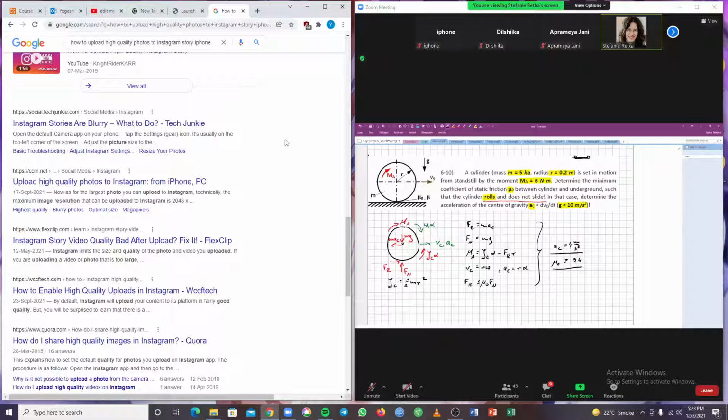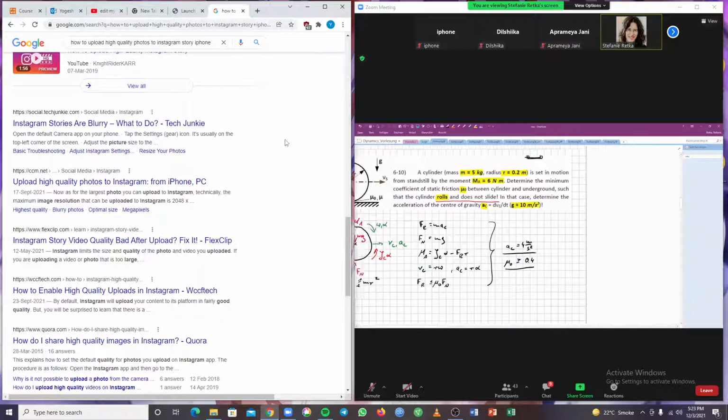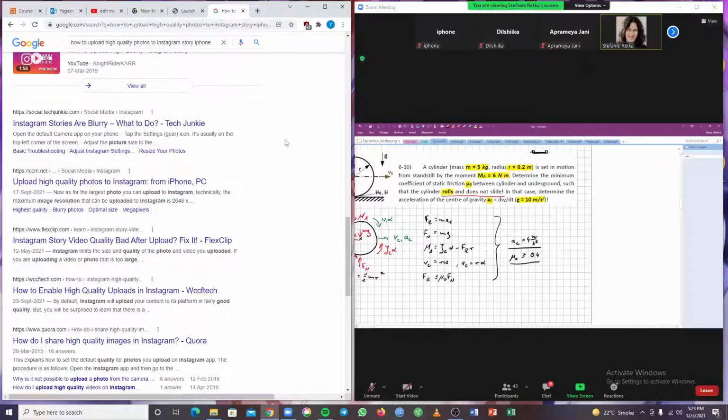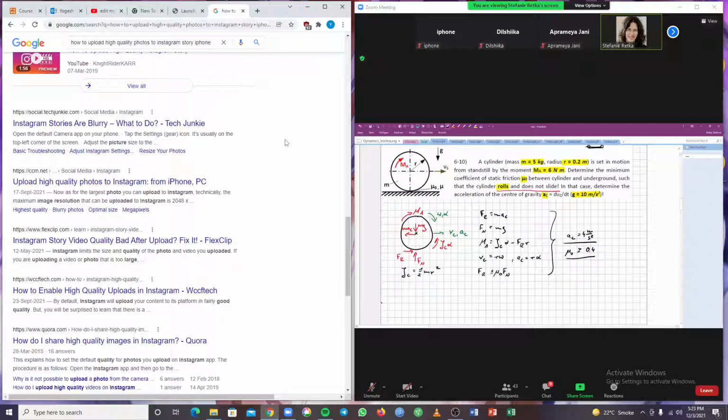Any questions? Okay, if not, then I hope that you all were able to solve this problem. And we will have a look at the next one, at problem 611, which actually refers to this one.